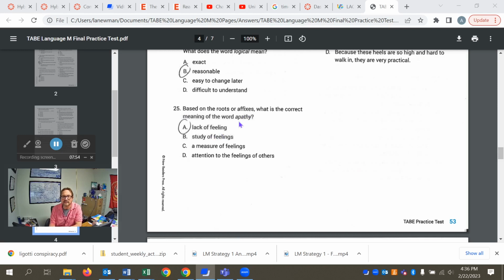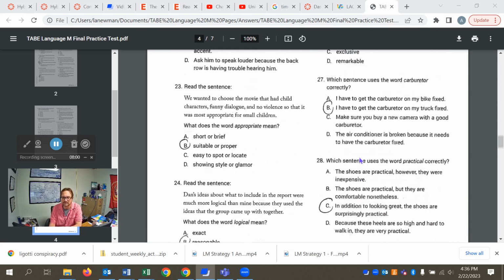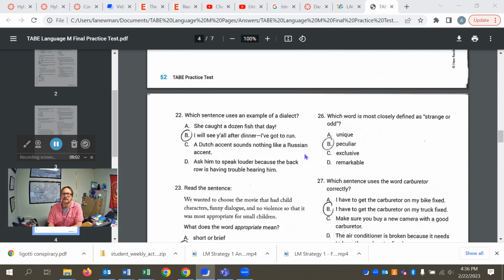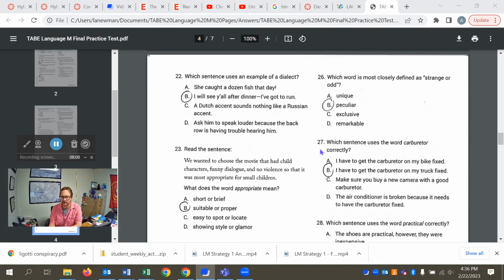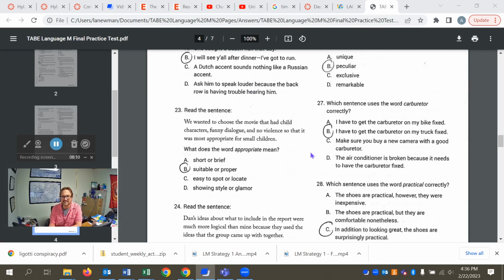Path means feeling. If we put A in front of something, it negates it, so it's not having feelings, a lack of feeling. Okay, 26, which word is most closely defined as strange or odd? And it's B, peculiar. I think they just wanted you to look that one up. Not that you have a dictionary.